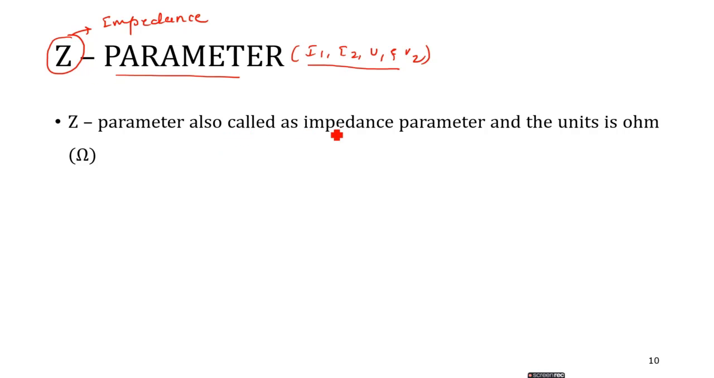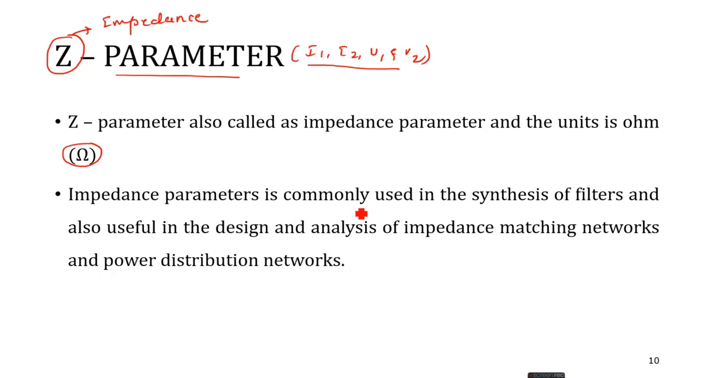Z parameters are also called impedance parameters, and the unit is ohm. Impedance parameters are commonly used in the synthesis of filters, and are also useful in the design and analysis of impedance matching networks and power distribution networks. This is the use of the Z parameters.